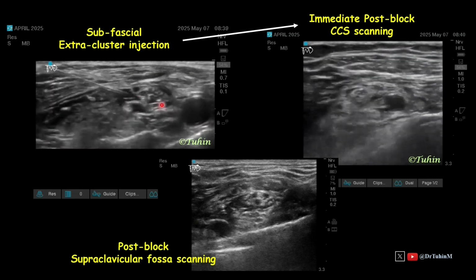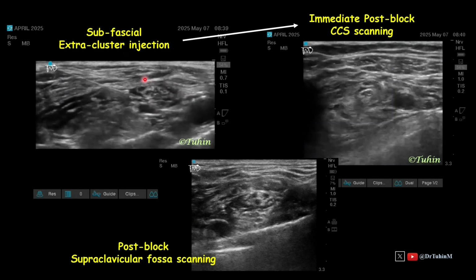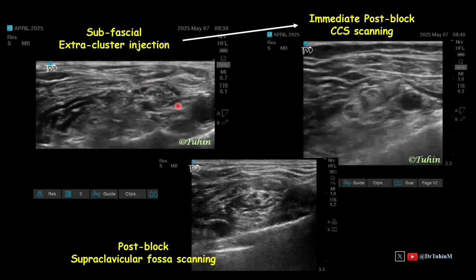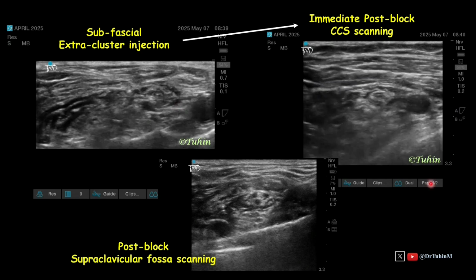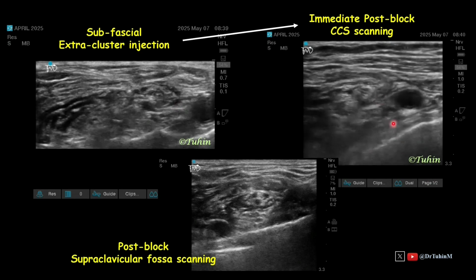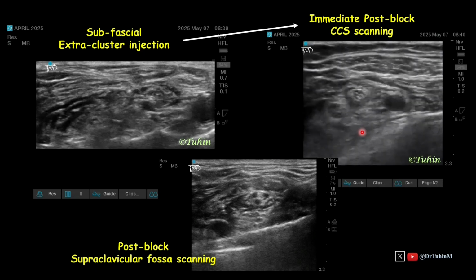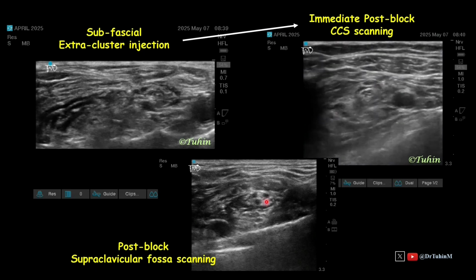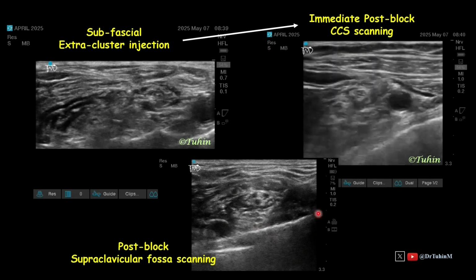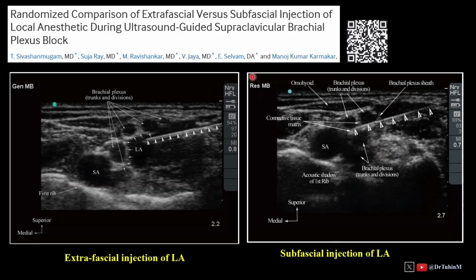The visualization of the fascial compartments and the neural elements improves significantly following the local anesthetic deposition, as you can see here. The immediate scanning of the costoclavicular space also revealed the presence of local anesthetic following an injection in the supraclavicular fossa. Clinically, the subfascial injection results in faster onset of surgical anesthesia and prolonged duration of postoperative analgesia compared to an injection superficial to the sheath.